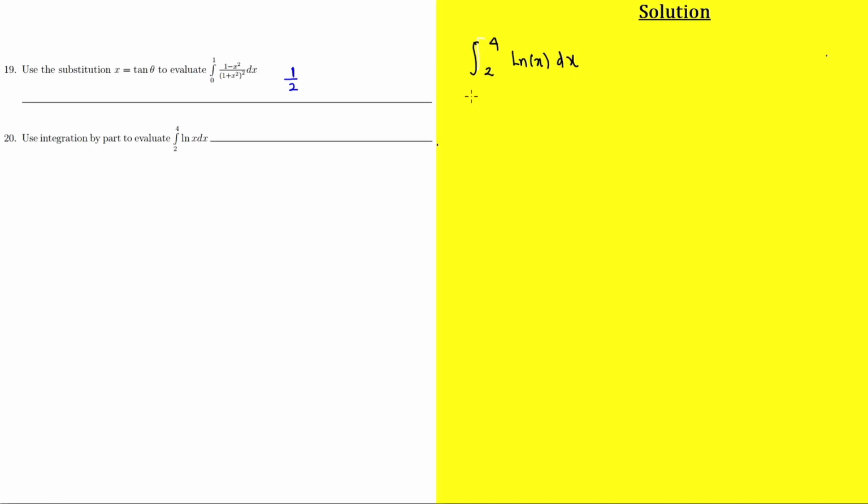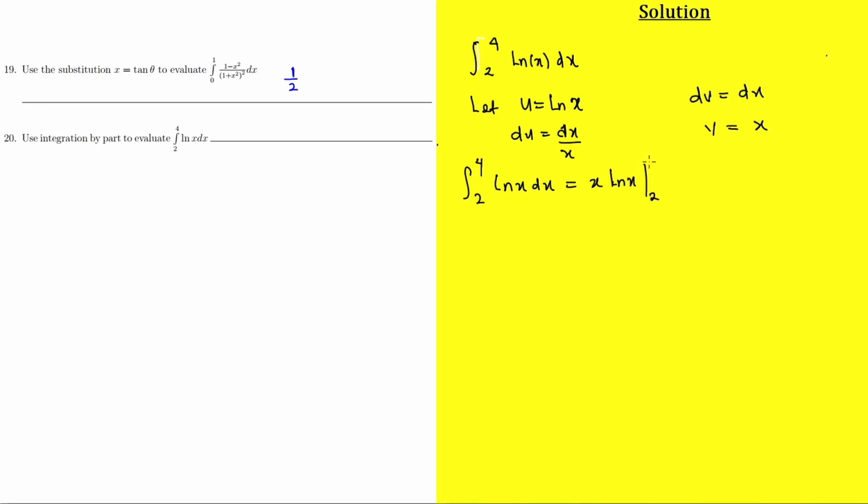Here we let u be equal to ln x, and we let dv be equal to dx. So that means our du is dx over x, and our v is just x. So the integral from 2 to 4 of ln x dx would be x ln x, taking the lower limit to be 2 and the upper limit to be 4, minus the integral from 2 to 4 of v du, which will give us just dx.